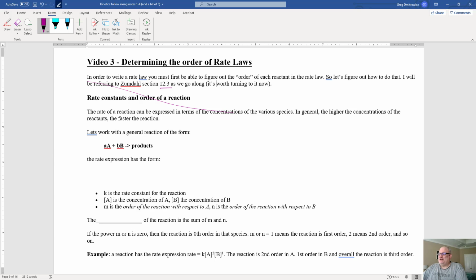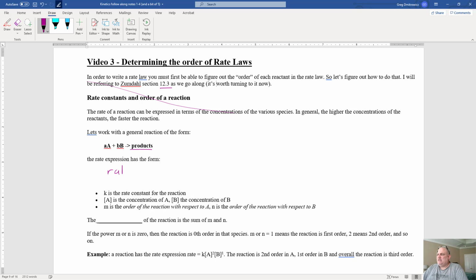We always do the generic A plus B goes to C plus D. Notice how we don't even care about the products because, in all of our kinetics, we only care about the reactants. But I want to write the rate law for this. When you have multiple things that are reacting, each of those individual things can impact how fast your reaction is. So the actual rate expression, as we call it, would look like this.